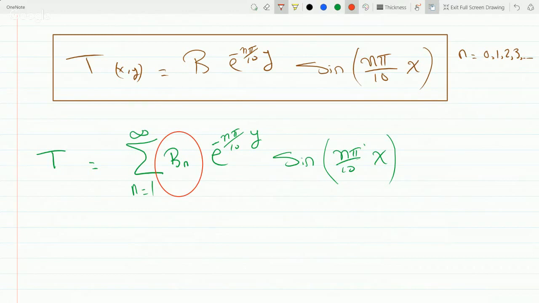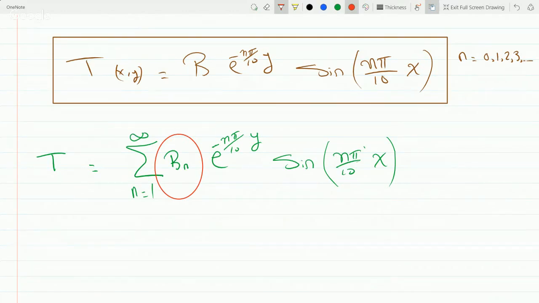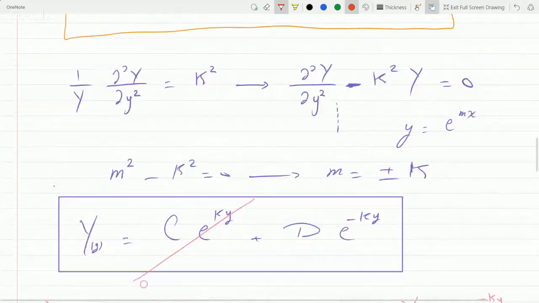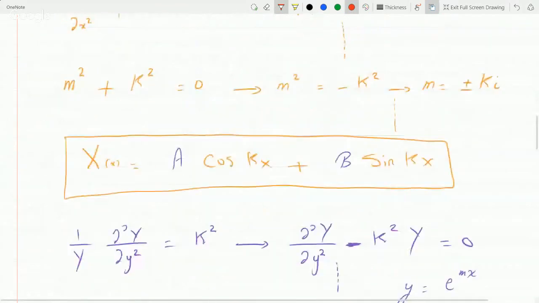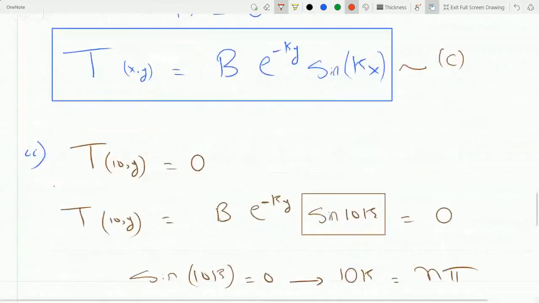Okay, so now let's keep rolling. Now there's one boundary condition we have to use, which is the last one. Okay, T of (x, 0) equals x. So the last boundary condition.